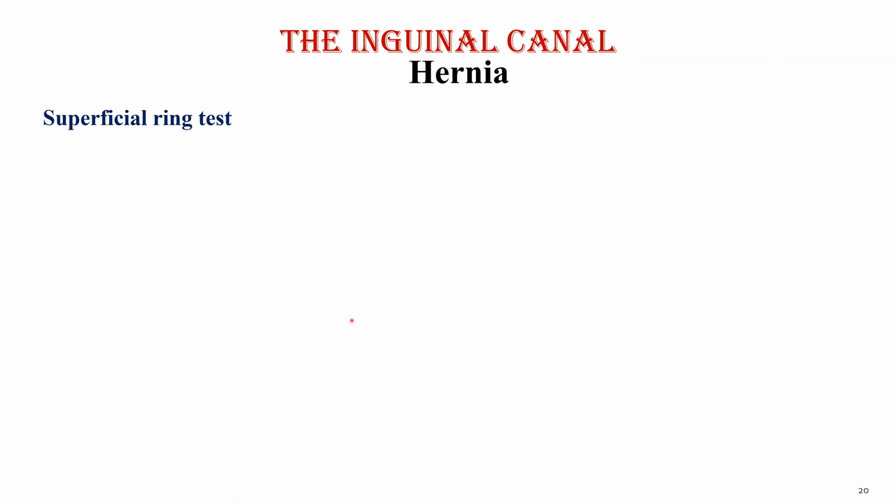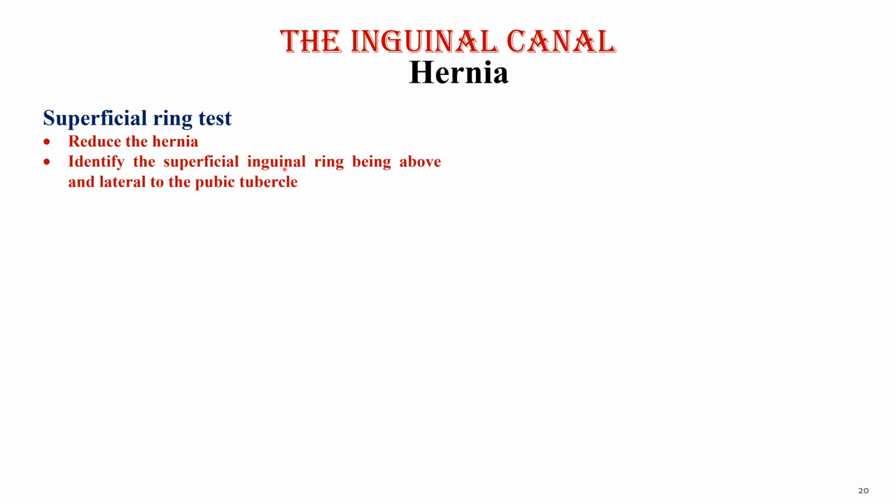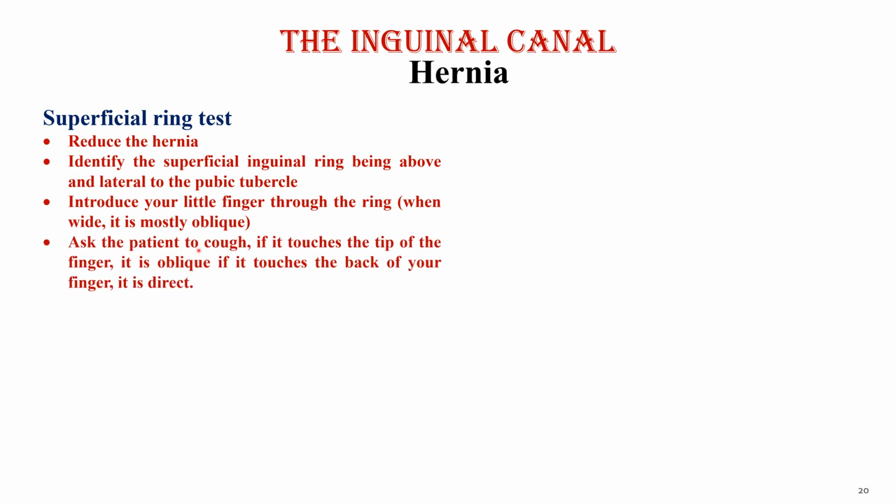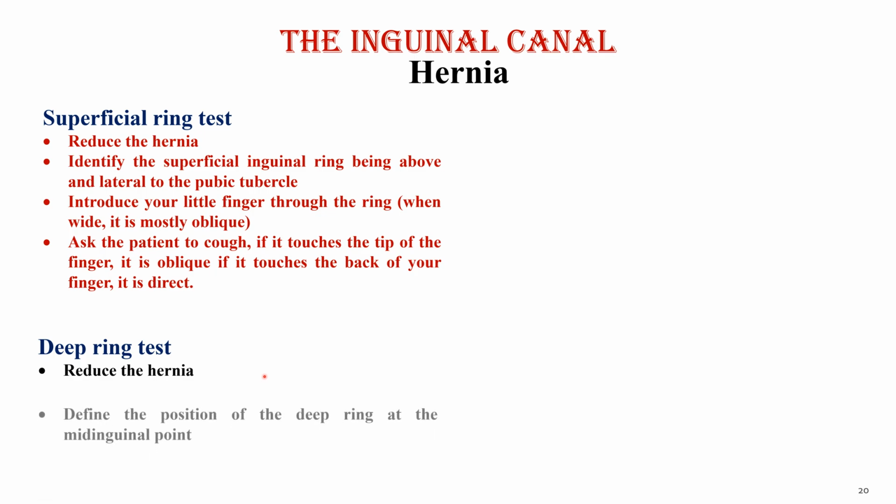Now, the superficial inguinal ring test: you will reduce the hernia, identify the superficial ring which is above and lateral to the pubic tubercle, introduce your little finger through the ring, and when you find it wide, this will mostly be an oblique hernia. Now ask the patient to cough. If it touches the tip of the finger, it is oblique, while if it touches the back of the finger, this will be direct.